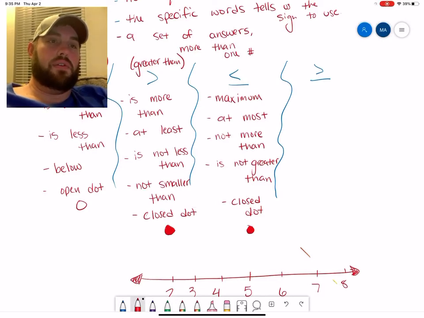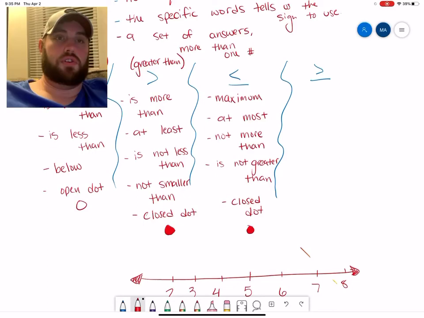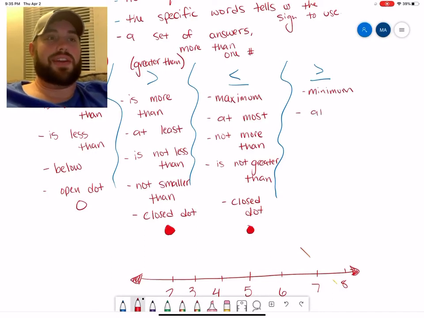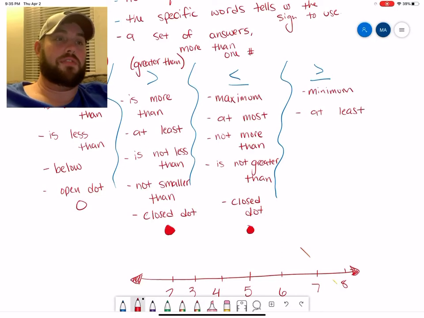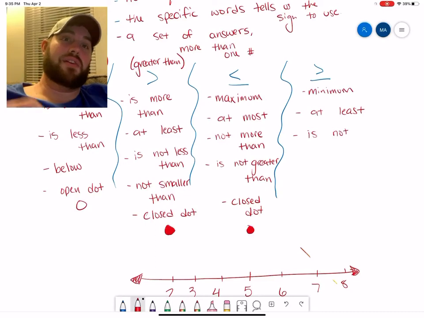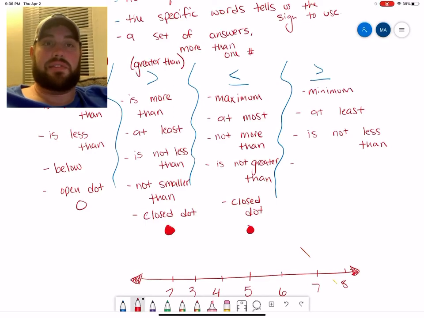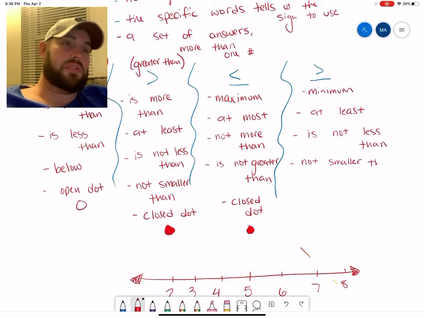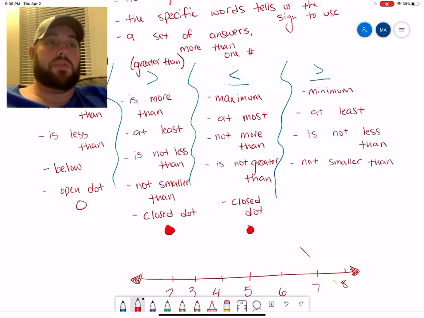Then I'm going to go over to greater than or equal to. Here are some words for greater than or equal to. If you look, it is minimum, so it's a minimum of 10 hours. I have to work at a minimum of 10 hours, which means I have to work 10 or greater. So x is greater than or equal to 10. It could be at least. Another one is not less than a number, so not smaller than. That means it's including that number, and that is a closed dot.